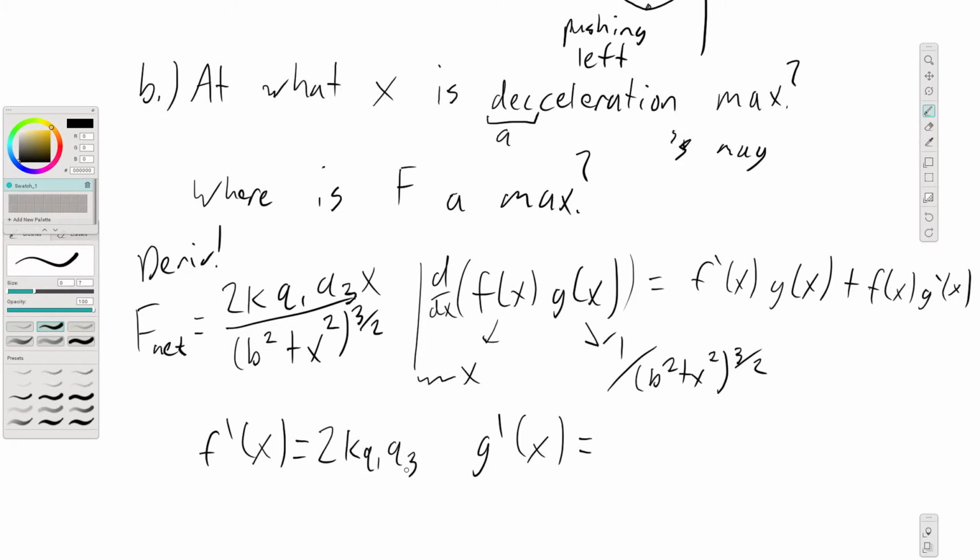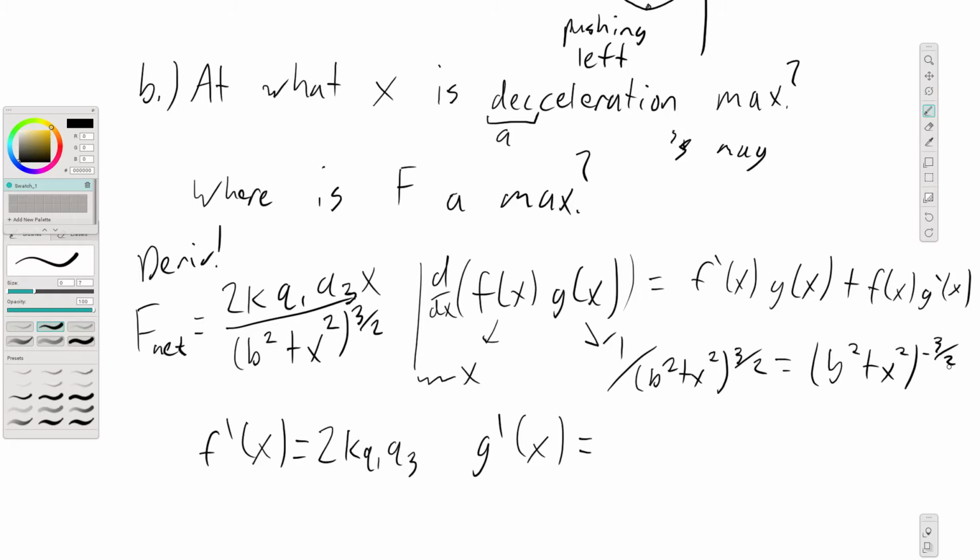And my g prime of x is a little more daunting. So this is a term that we can write a little differently. If we're going to take the derivative of something with a power, we want to write it in terms of just the power. That means I'm going to write it just negative 3/2. I'm not going to have the divided by or anything, because I know that this is just one thing. It's an exponent. It's this inside stuff to the negative 3/2.